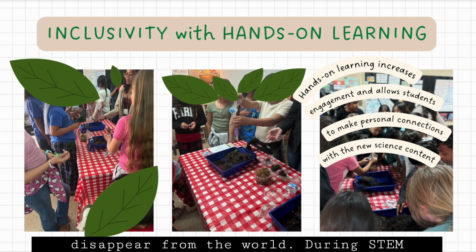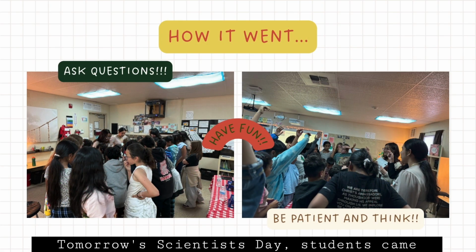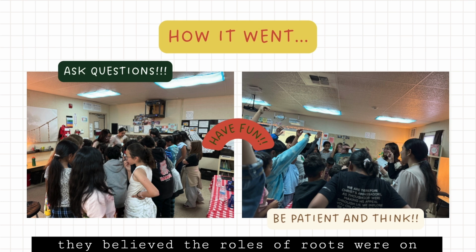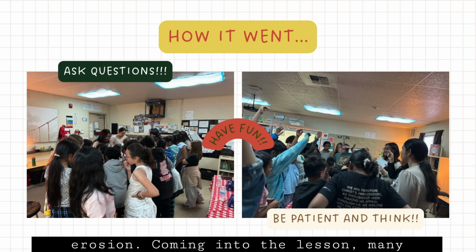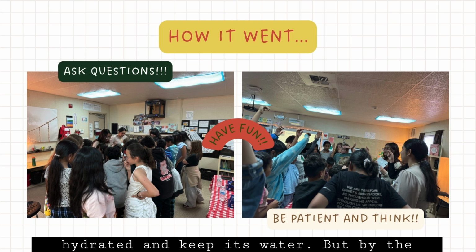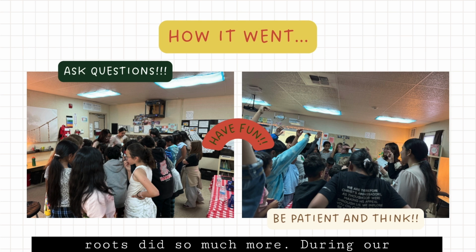During STEM Tomorrow Scientist Day, students came together to share and collaborate on what they believed the role of roots was in erosion. Coming into the lesson, many students believed that the only role roots played was to keep the plant hydrated and keep its water. But by the end of the lesson, after making it rain and watching as soil and trees moved or stayed in place, they discovered that roots did so much more.